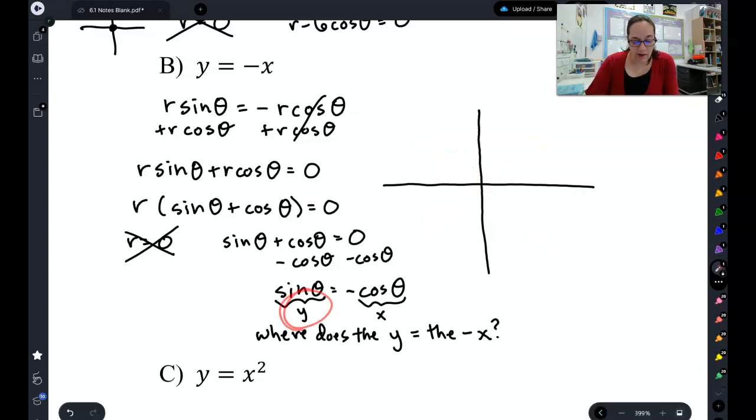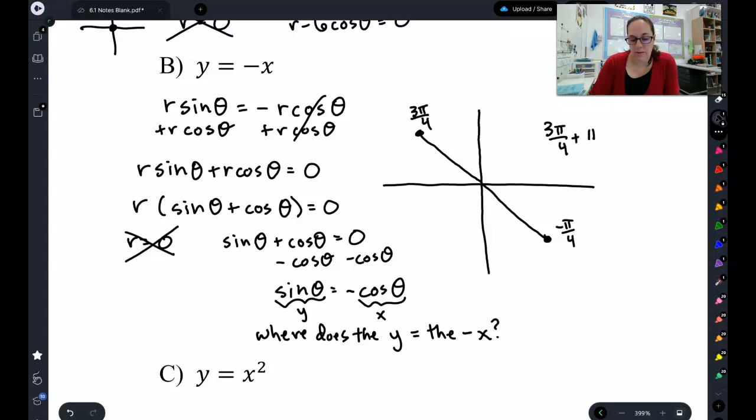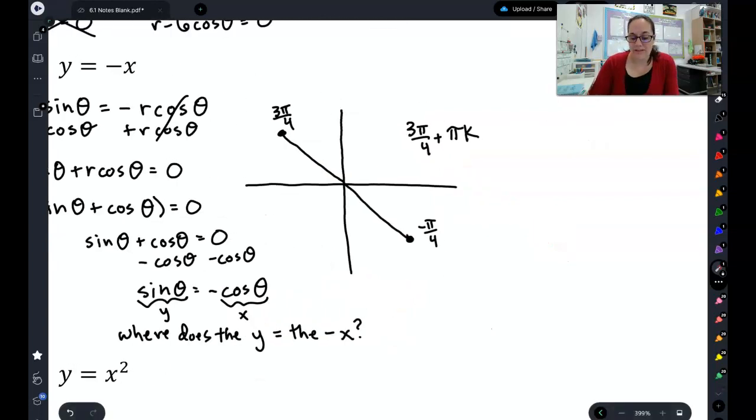Now, we want the y value to be the opposite sign of the x value. So that only happens at 3 pi fourths and negative pi fourths. Or we would say 3 pi fourths plus pi k. These are the angles where this happens, where the sine value equals the negative of the cosine value. So, since they're angles, I could write this as theta equals 3 pi fourths.